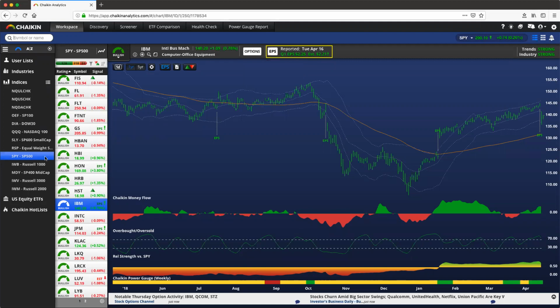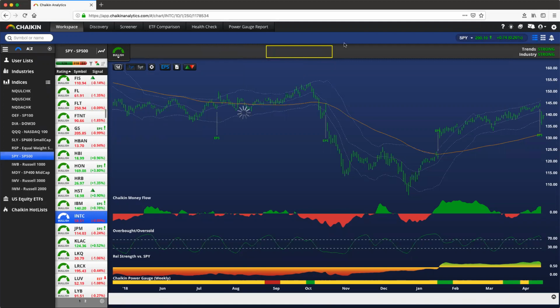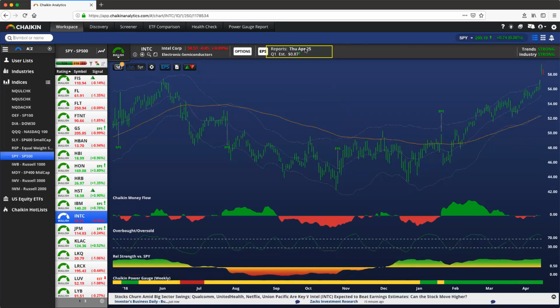We can also learn more about upcoming earnings in the same location for stocks that have yet to report this earnings season. Upcoming earnings date, and the green or red exclamation point you may see will tell us if there is important information that is positive or negative for the stock's upcoming earnings reporting, with more detail available by hovering your mouse over EPS.